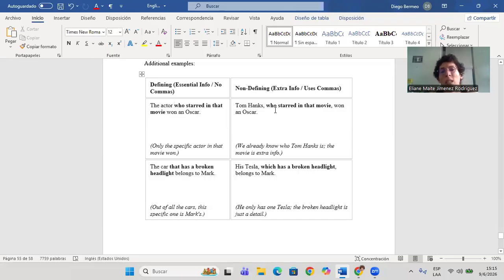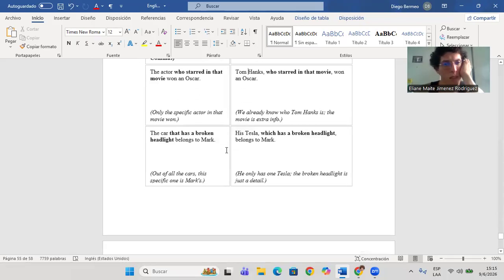Tom Hanks, who starred in that movie, won an Oscar. We already know who Tom Hanks is, so this is extra information. Tom Hanks is already a well-known person. It's not like there are a lot of Tom Hanks in the world. So the information provided between the commas, you automatically know that it is non-defining, and for that reason, it uses commas.